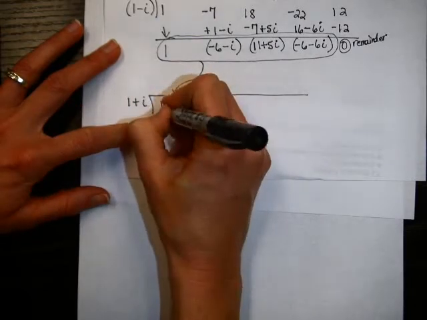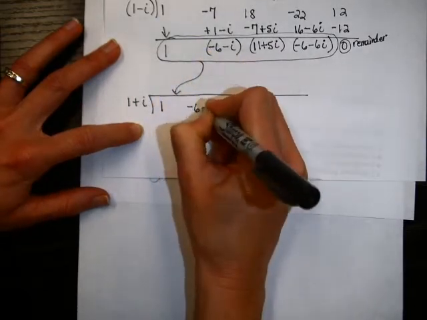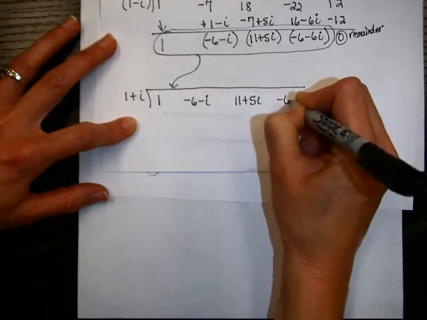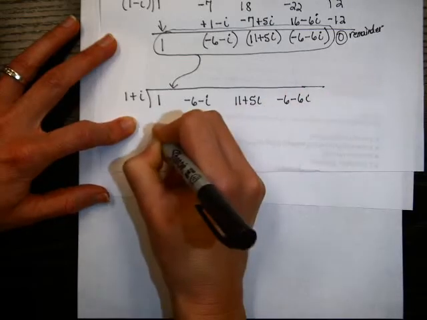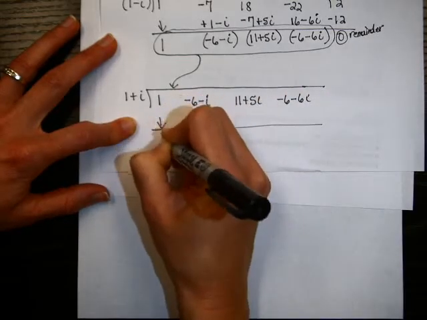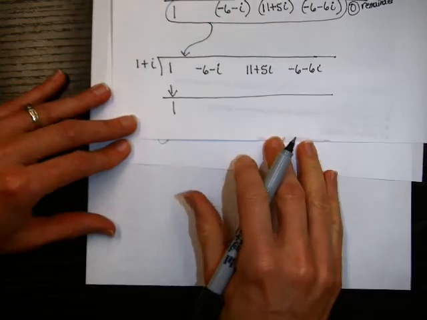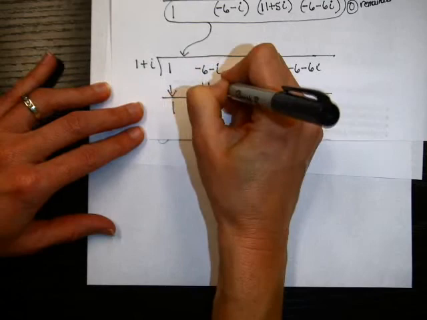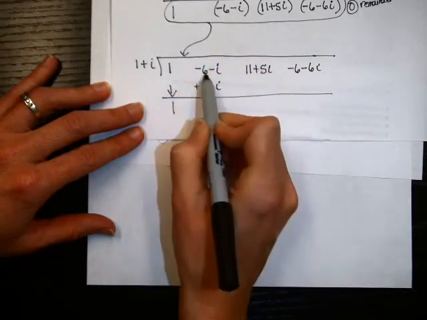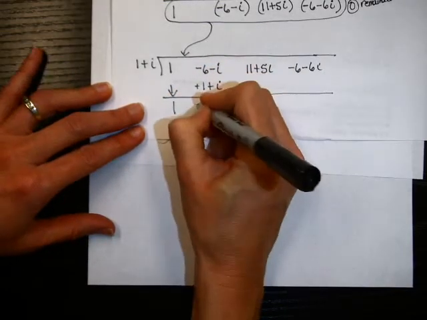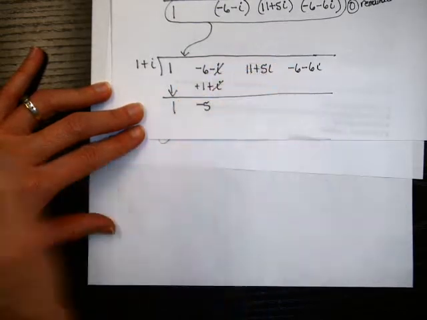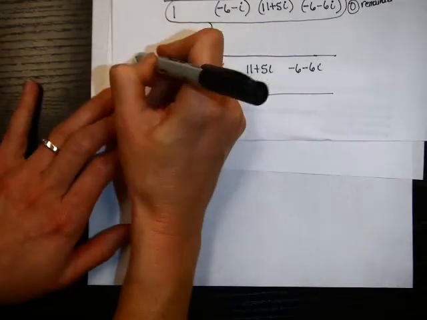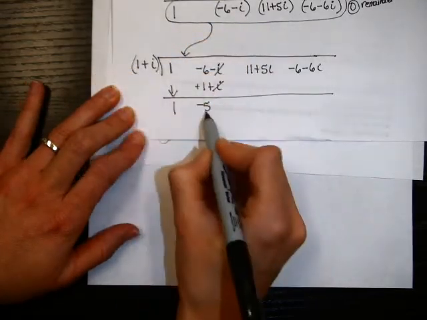So I'm going to put positive 1, then that negative 6 minus i, then 11 plus 5i, then negative 6 minus 6i. And I'm always going to bring down this first number. We'll multiply 1 plus i times 1, which would just be 1 plus i. Well, I can combine negative 6 plus 1 and get negative 5. And the negative i plus i would be 0. So I'm just left with negative 5 here.